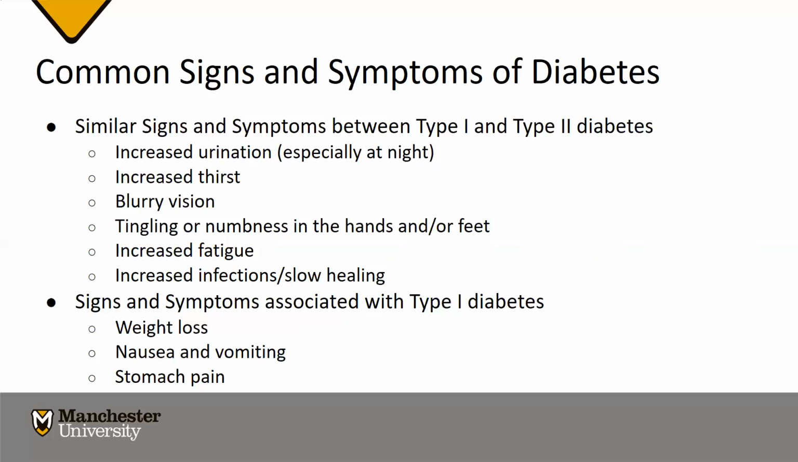Signs and symptoms that associate with type 1, you get weight loss because your body's not able to use the sugar that it's getting. So it's breaking down anything it can for energy, such as your muscles. So you see someone that's losing weight and looks more malnourished, even if they're getting normal nutrition. A lot of nausea and vomiting and stomach pain is also associated with type 1 diabetes.